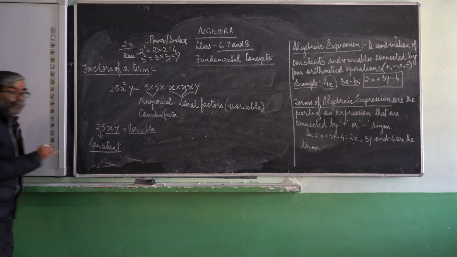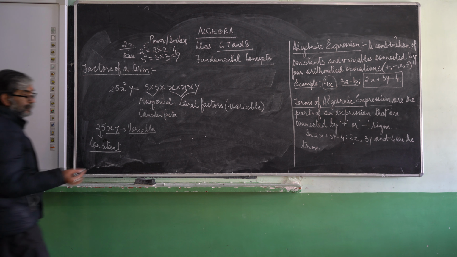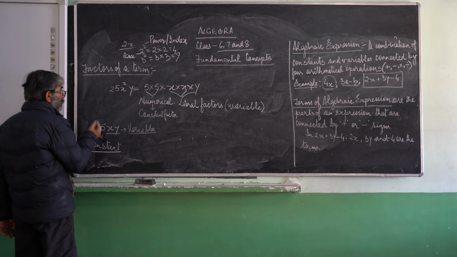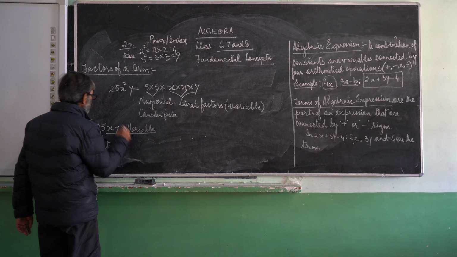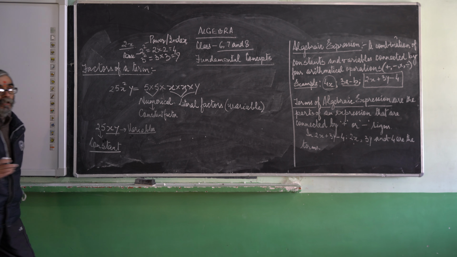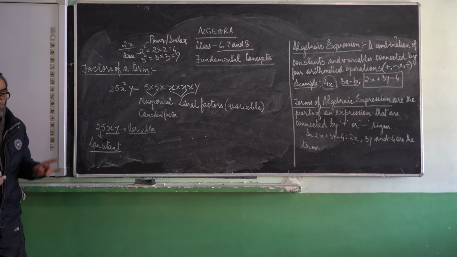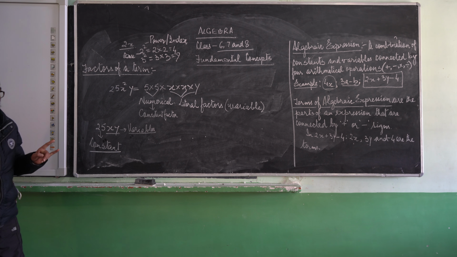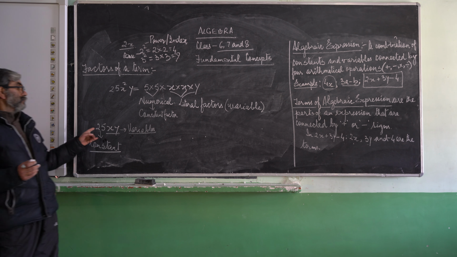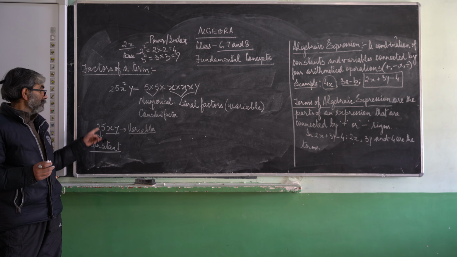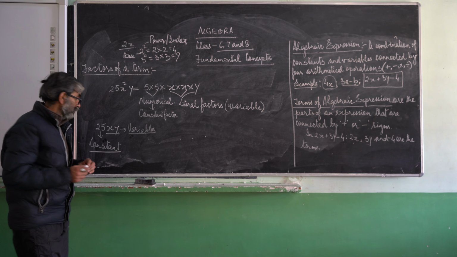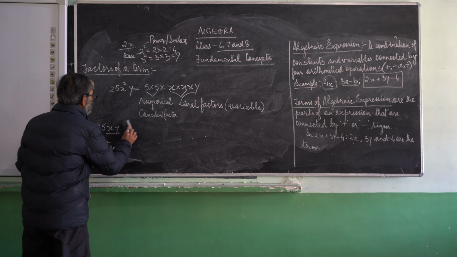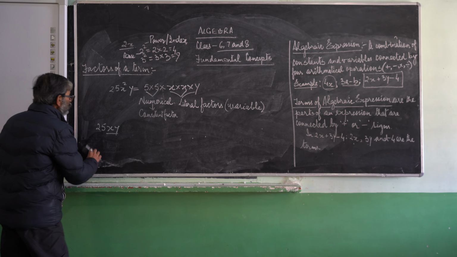So constant, the numerical coefficient. Now suppose the question comes, find out the numerical coefficient of 25xy. The numerical coefficient of 25xy is 25. And what is the literal coefficient of 25xy? The literal coefficient of 25xy is xy. Is it clear?